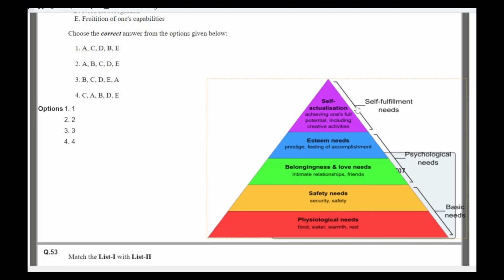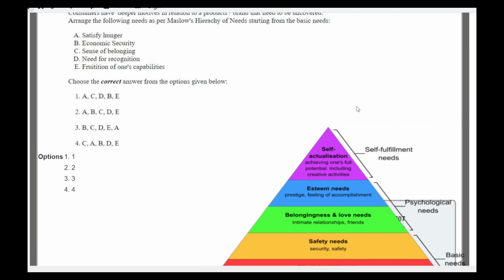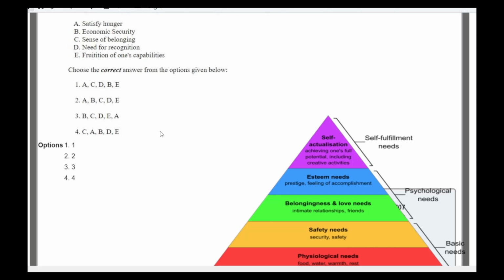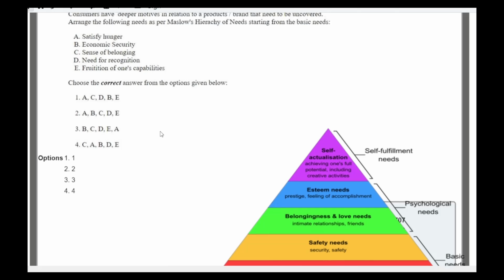So for now, the right answer will be very simple. The answer should start with option number A at the first, because this hunger need comes at the very bottom of the hierarchy. Second one is your need for security. So option B will be the right answer for this question. A, B, C, D, E. That's the right answer. First one is your hunger.